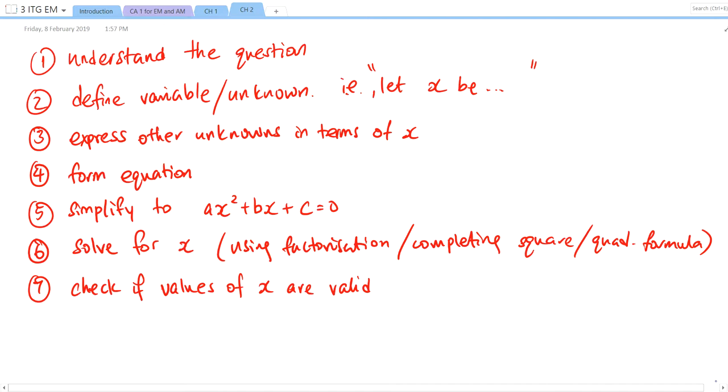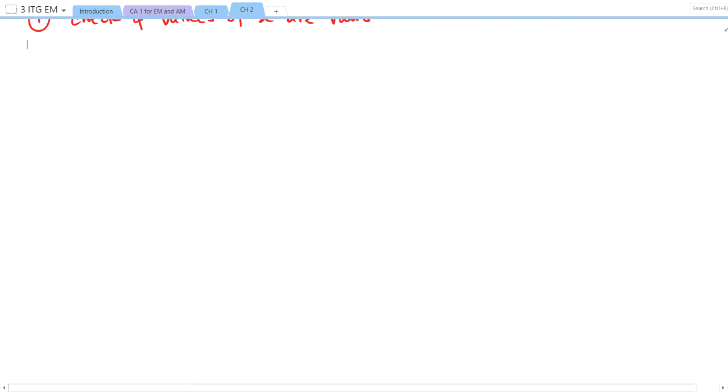My preference is I just use the quadratic formula. But if it is possible to factorize them, then I will choose to factorize as well. It may be faster also. Okay? So let's do this question together. Try it 20.